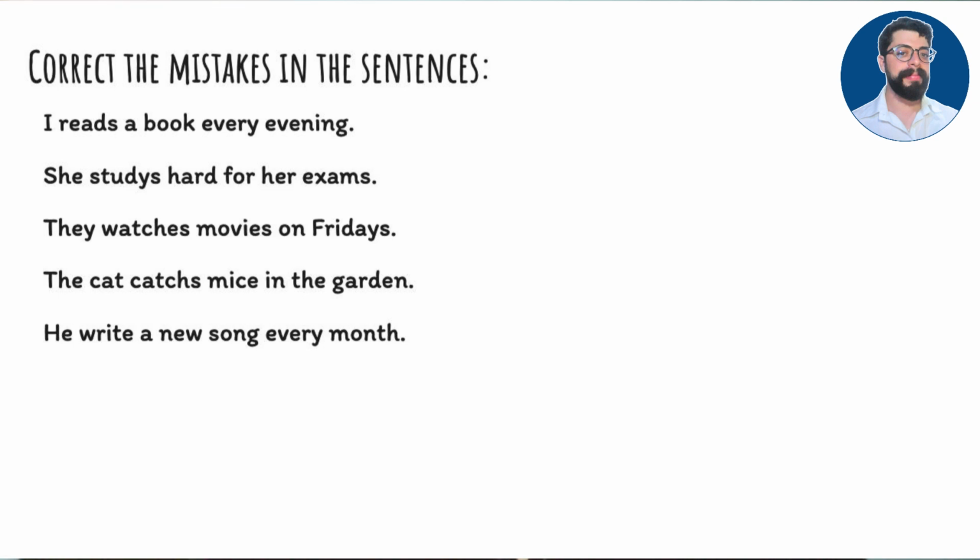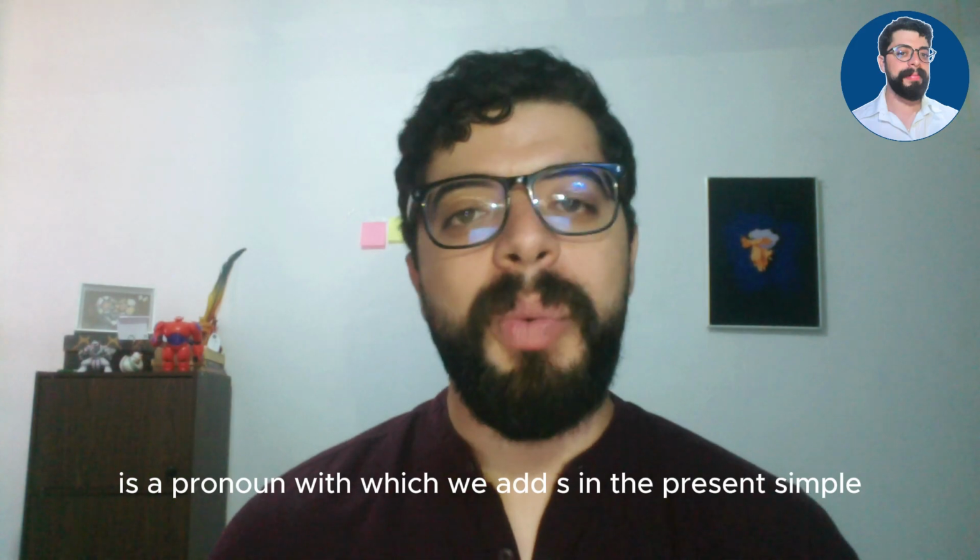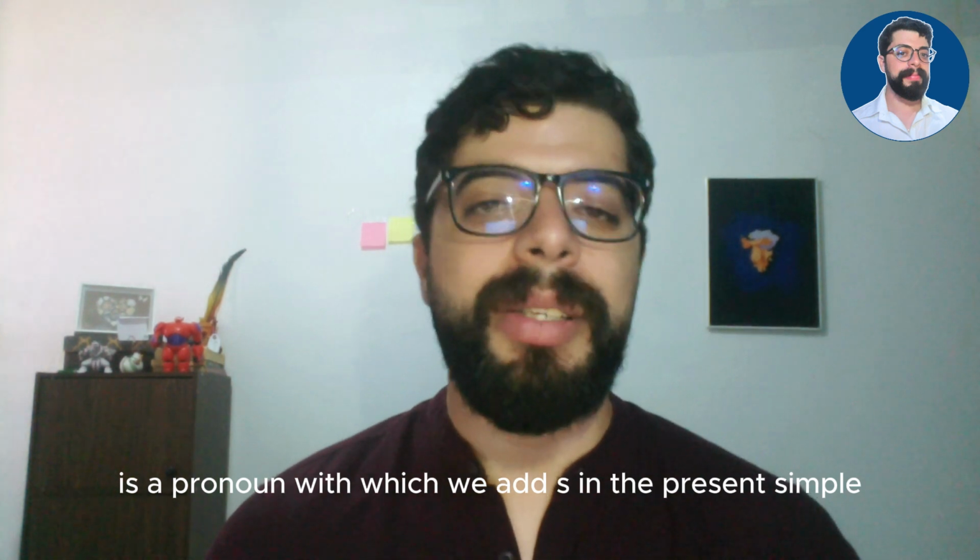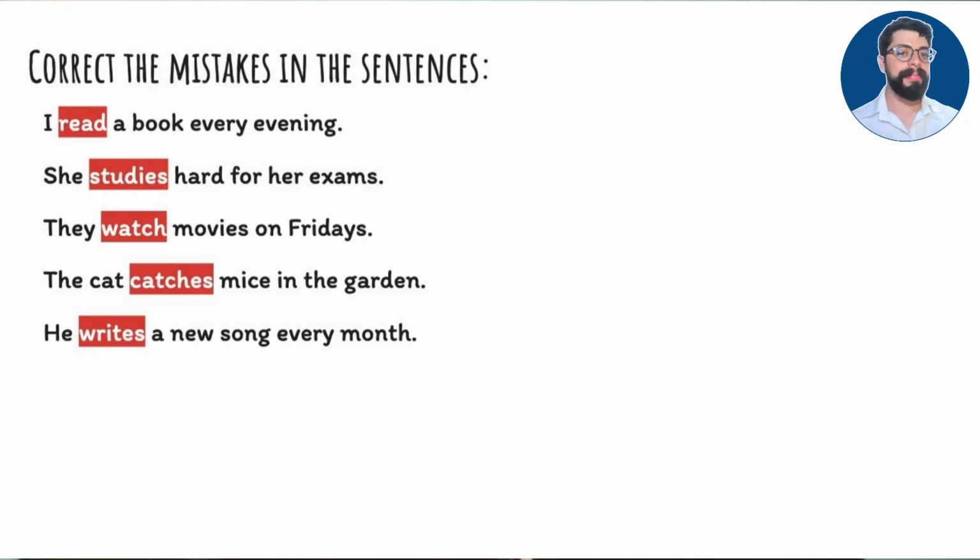But the verb catch ends in CH. So here we said that for he, she, it, we should add ES rather than simply S. And finally, he writes, he is a pronoun with which we add S in the present simple. So this is the correct version of the exercise.